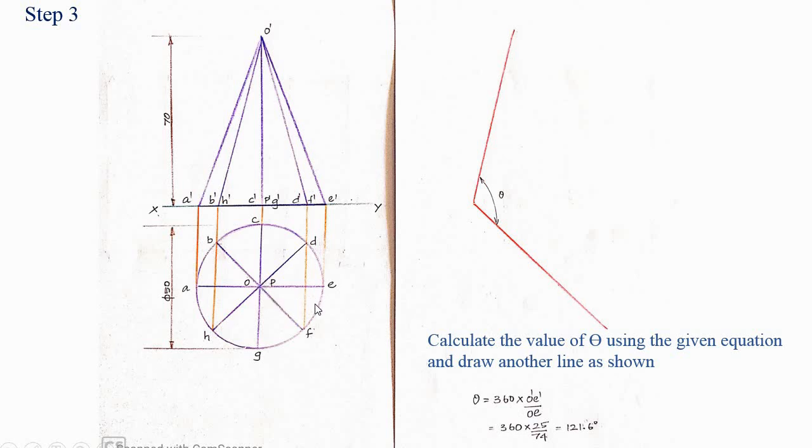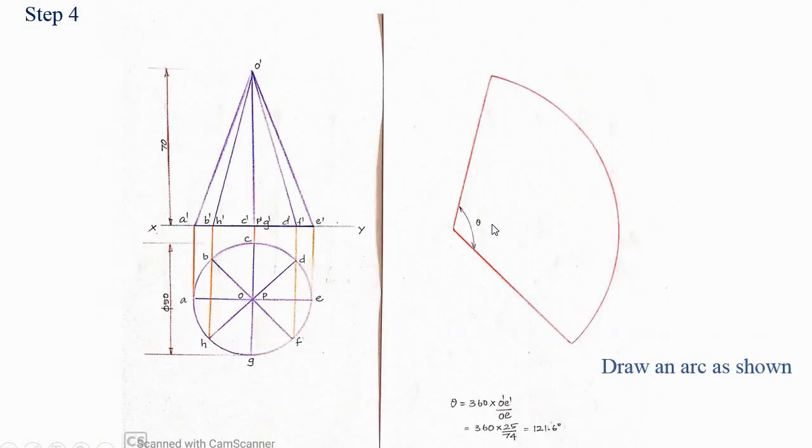So what is OE? OE is nothing but the radius, 25. O dash E dash is nothing but the slant edge. When you measure, you will get 74. And I draw it, I get 74. So 360 into 25 divided by 74, you get 121.6 degrees. Roughly take it as 122, or you can draw it at 121.6 degrees. So from this particular line, you take an angle of 121.6 degrees and draw the line.